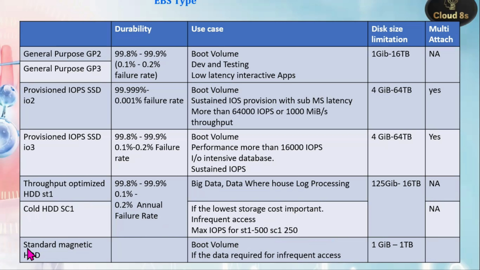Another one is the standard magnetic HDD. It is a very legacy model they are using on the backend. When we require infrequent access along with some kind of low cost, we can go with standard magnetic. They provide 1 GB up to 1 TB. So I'm just switching to the console.